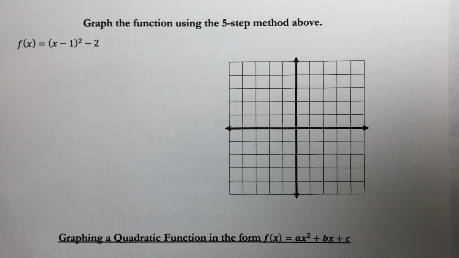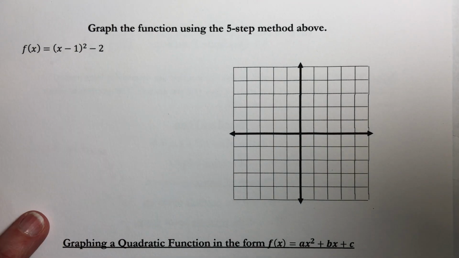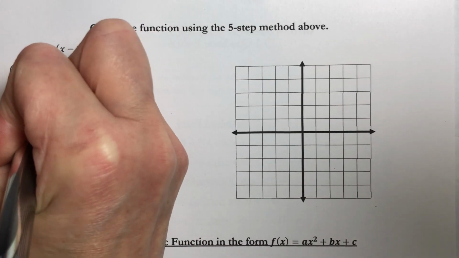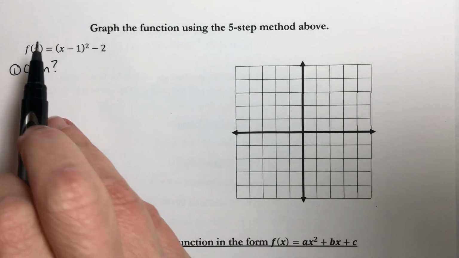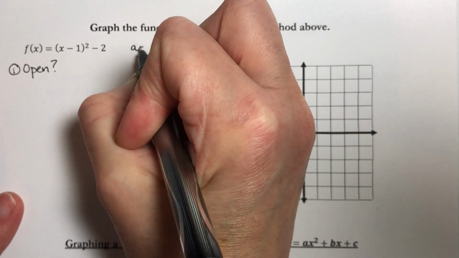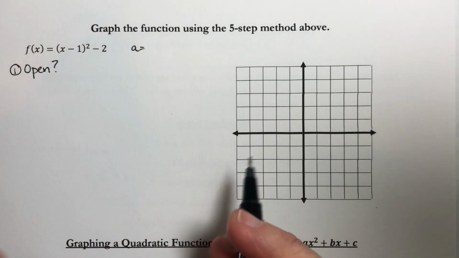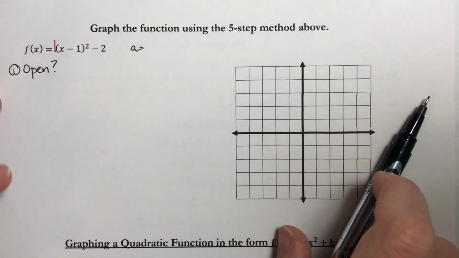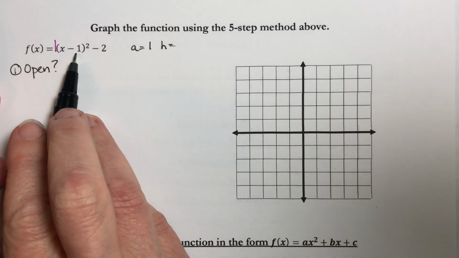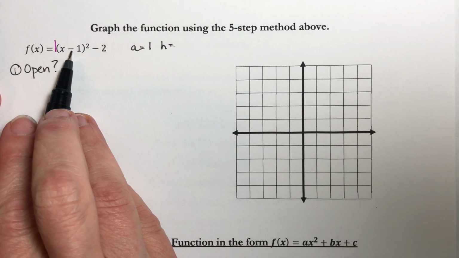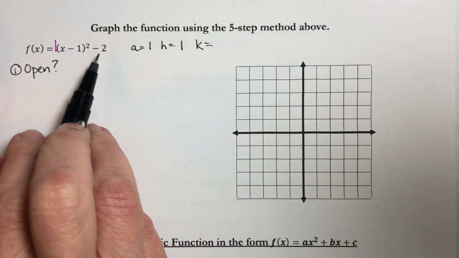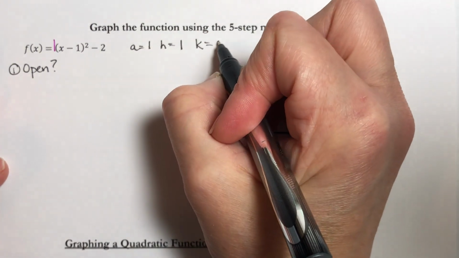So let's just do this. We're going to graph using the 5-step method above. Our first step was how does it open? Okay, so let's look at this real quick and decide our a, our h, and our k. Well, our a is the multiplier in front, and there's not one listed there, so it is an understood 1. Our a value is 1. h is right here. Remember, it's going to be the opposite. So this is a -1, so our h is +1. And our k is from right here, -2, so our k is -2.